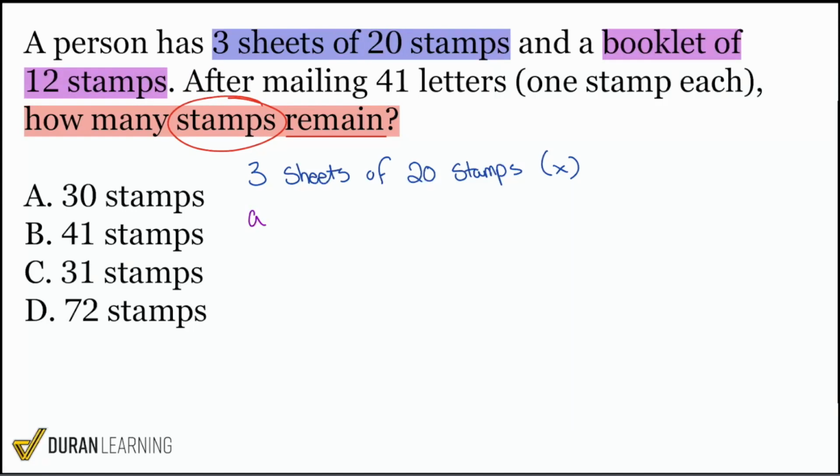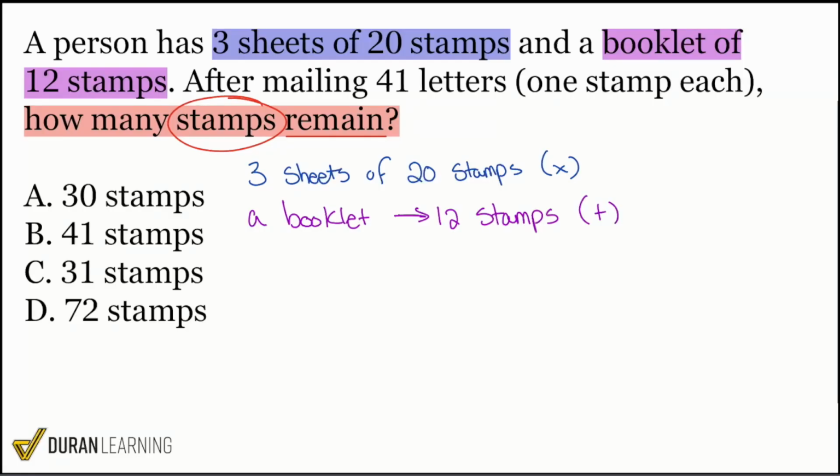So a booklet. And that is, again, 12 stamps. Everybody, if we're thinking about how we mix that in, is that going to be addition, subtraction, multiplication, division, when we're trying to figure out how many total stamps we have at the end? Yeah, that's addition. That is addition. So right over here, let's put plus.